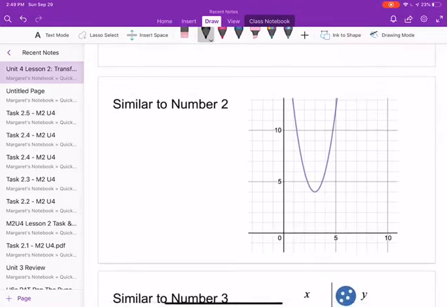Then in number 2, we have a graph that shifts right 3: 1, 2, 3. And up 4: 1, 2, 3, 4. And it has a growth factor of over 1, up 2.